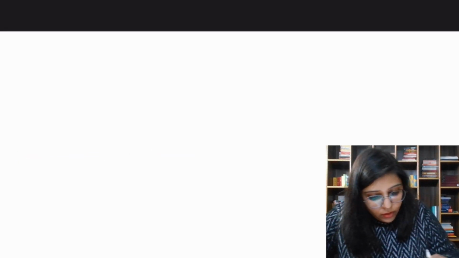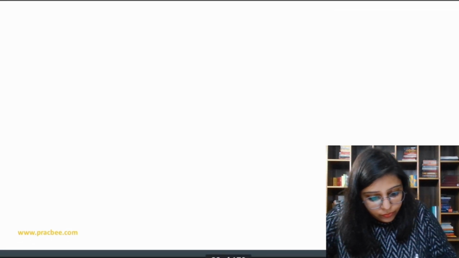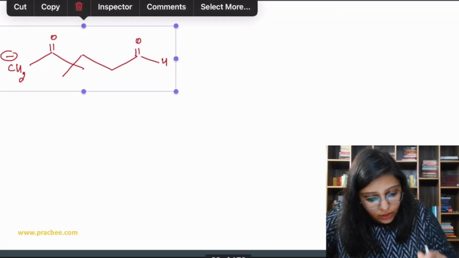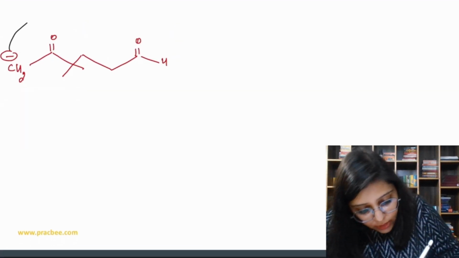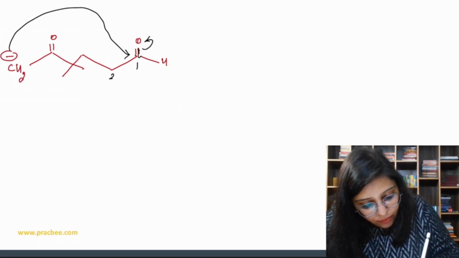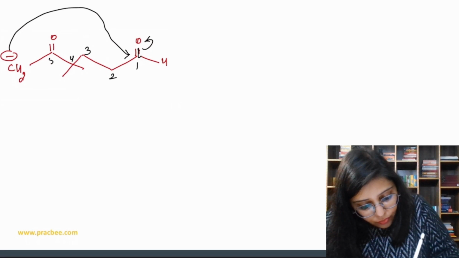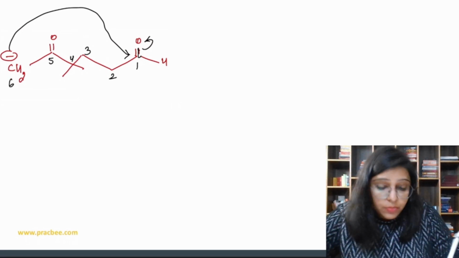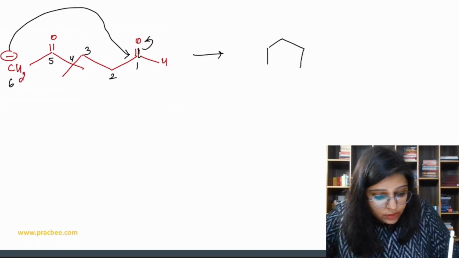So CH2 minus attacks on this, and electron of this one shifts over here. So we will have 1 2 3 4 5 6. We will have 6 membered ring. So let's form 6 membered ring.